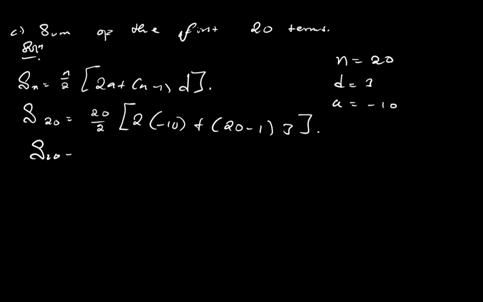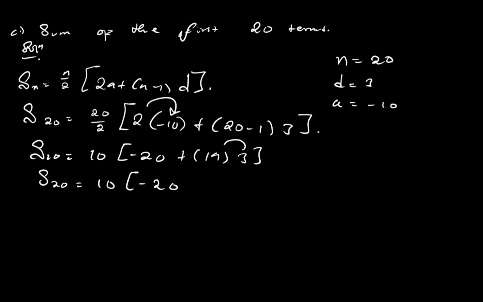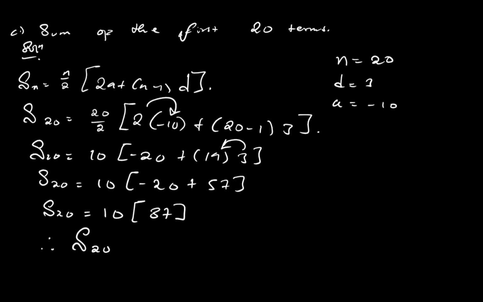So S sub 20 is equal to 10. Then you have negative 20, because 2 multiplies negative 10, and then we have plus 19 times 3. So S sub 20 is equal to 10, then you have negative 20, then 3 multiplies 19, and this will give you plus 57. So S sub 20 is equal to 10, open square bracket, minus 20 plus 57. This would be 37. And then the sum of the first 20 terms will basically just be 370.